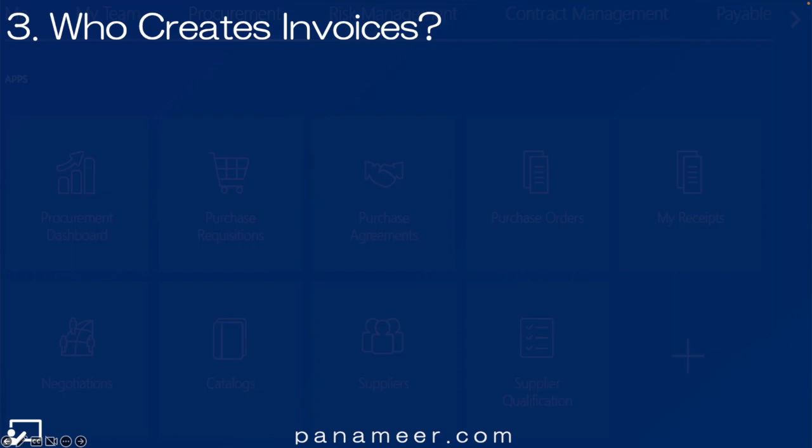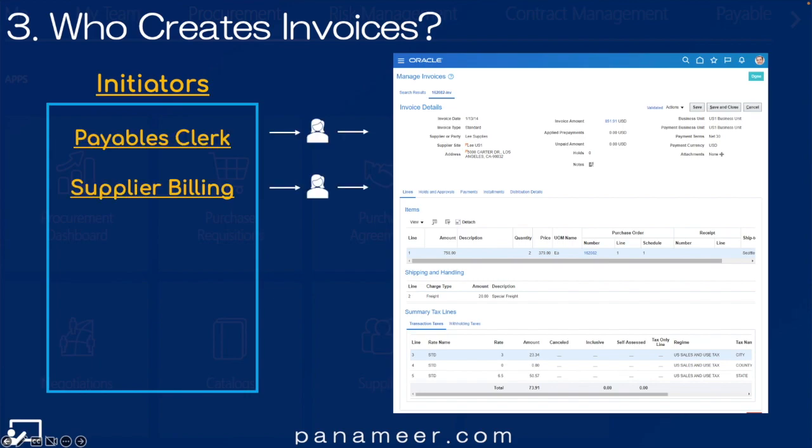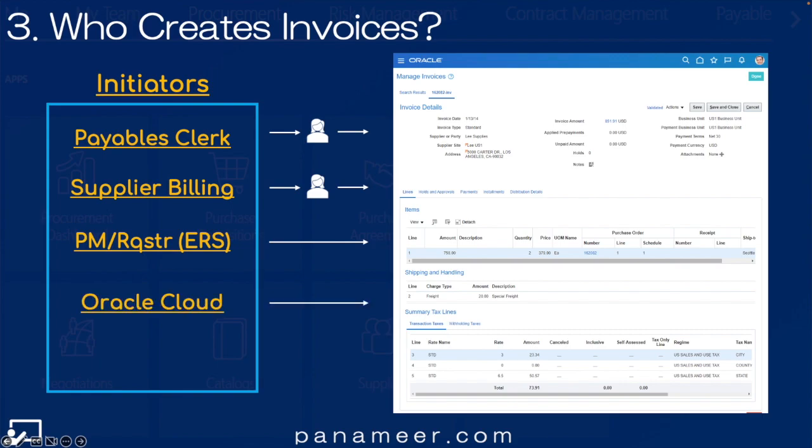Slide 3. Who creates invoices? The initiators of invoice creation are as follows: payables clerks, supplier billing, and we'll talk more about this a little bit later, but this is when the billing person from the supplier comes through the portal to manually create the invoice. PMs, project managers or requesters, they can have invoices generated from receipts.